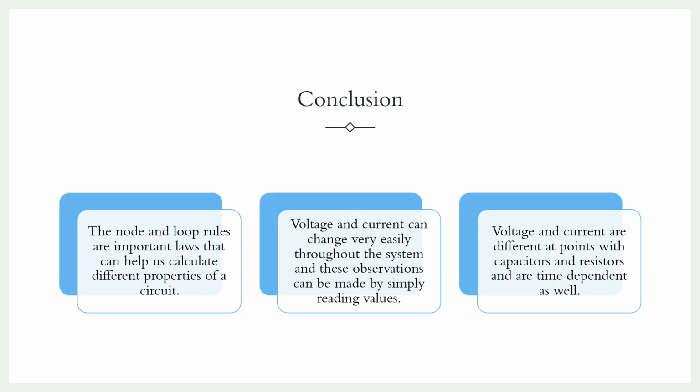Conclusion. The node and loop rules are important laws that can help us calculate different properties of a circuit. Voltage and current can easily change throughout the system, and these observations can be made by simply reading values. Voltage and current are different at points with capacitors and resistors and are time dependent as well.